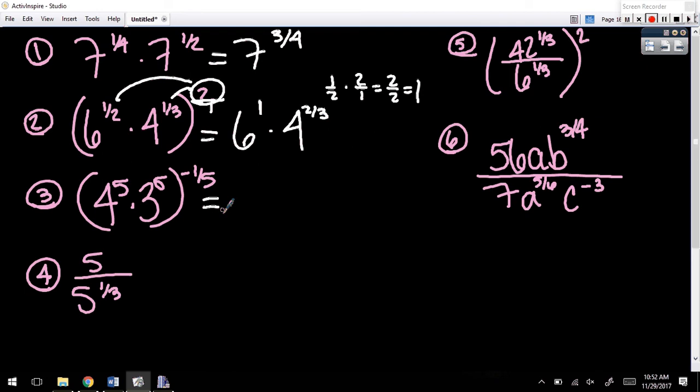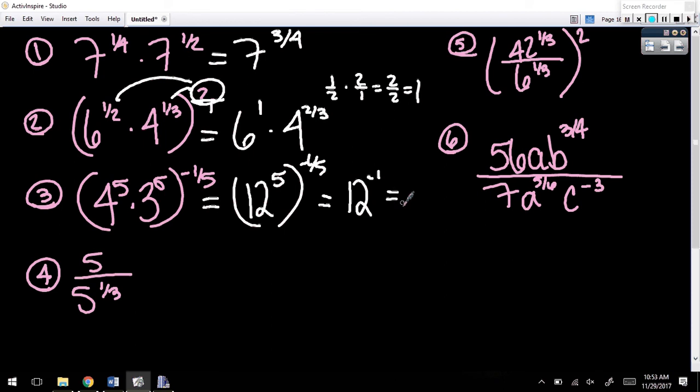I could take this exponent to both first. It doesn't matter what you do. Somebody said 12 to the 5th, and yes, you can do that. Now I have a power to a power, so I do what? Multiply. What is 5 times negative 1/5? Negative 1. So it's just going to be negative 12.